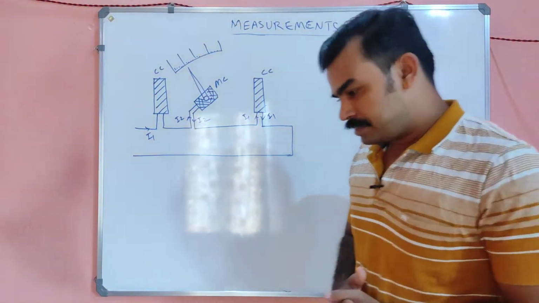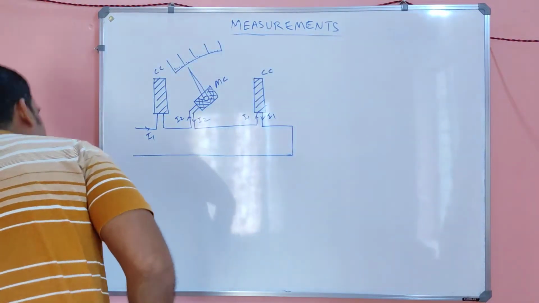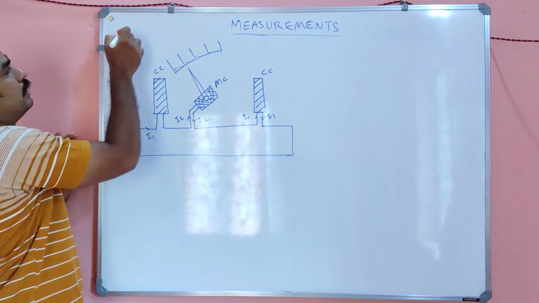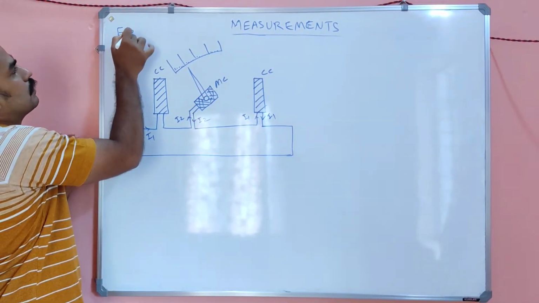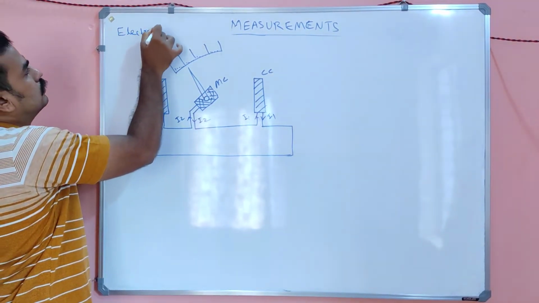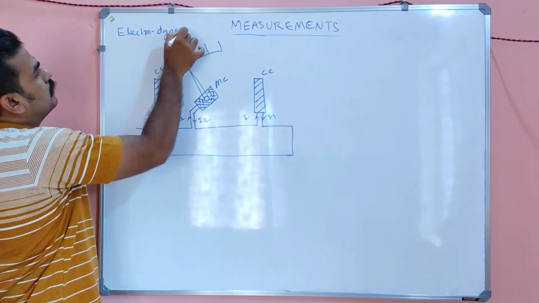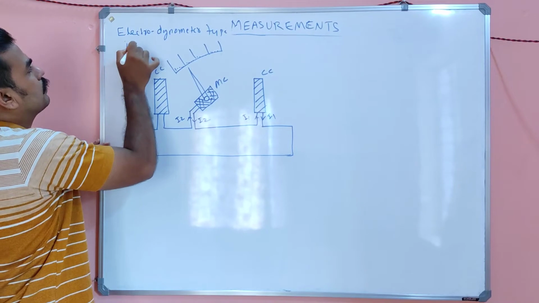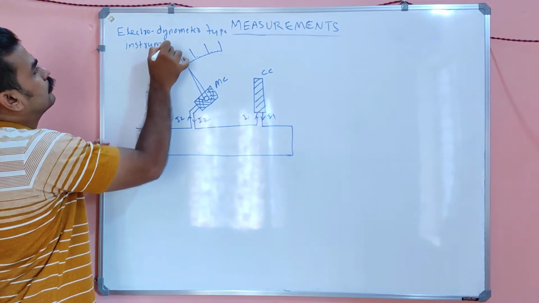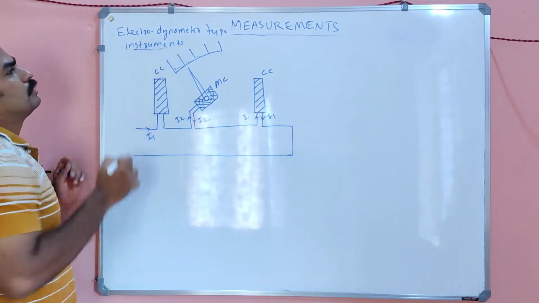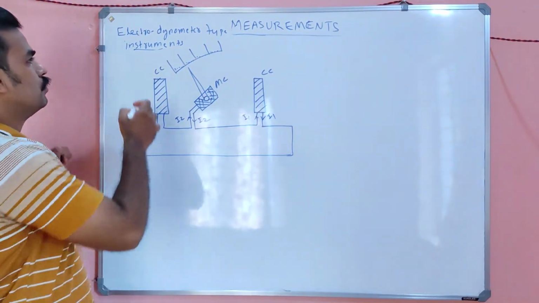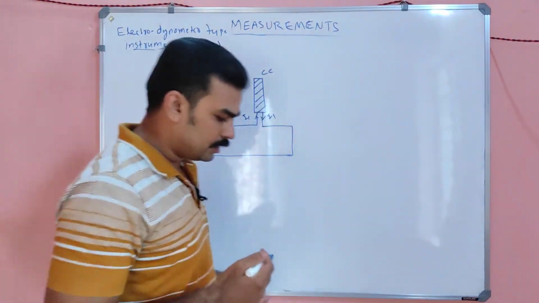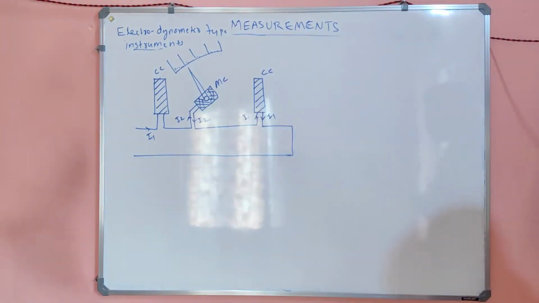Today we are going to discuss a very important topic in measurement, which is nothing but electrodynamometer type instruments. Electrodynamometer type instrument. So this is the simplest picture of the electrodynamometer type instrument.